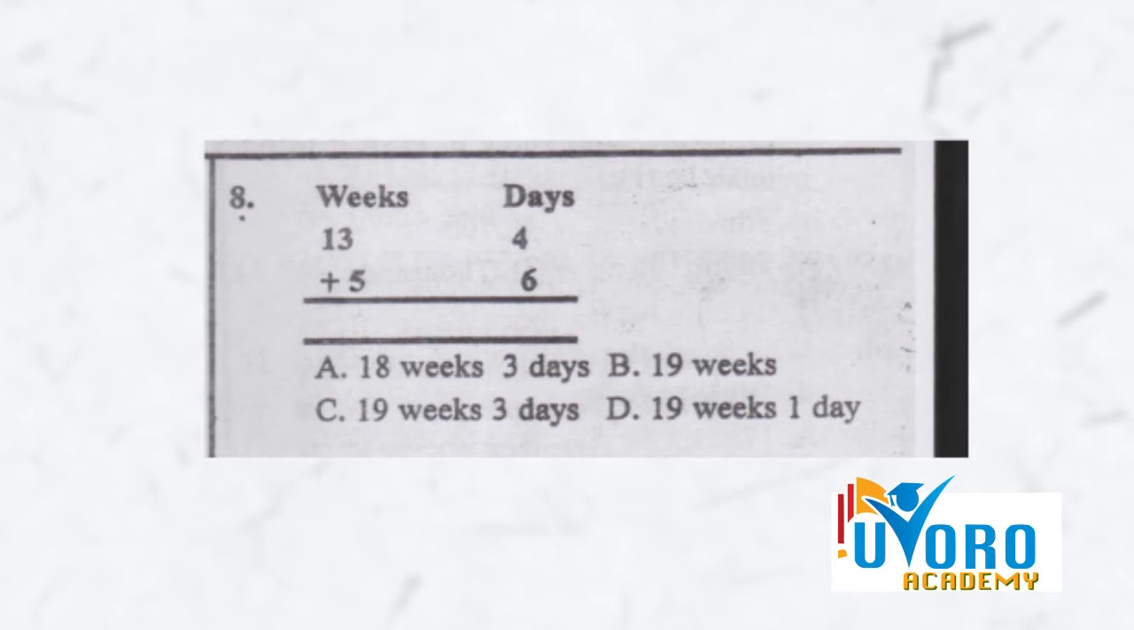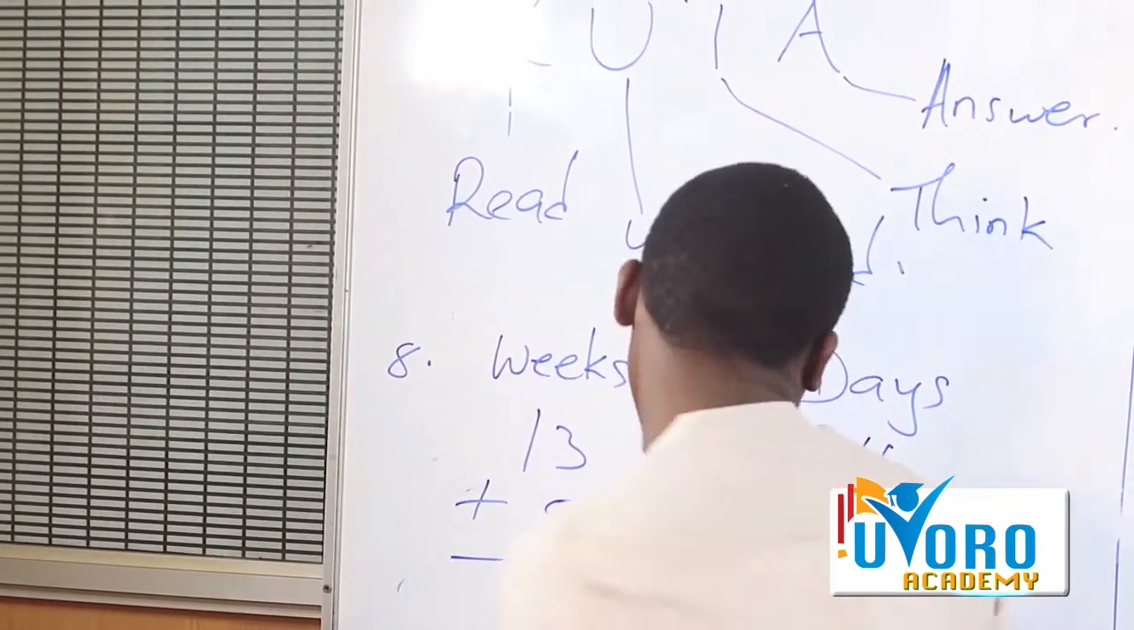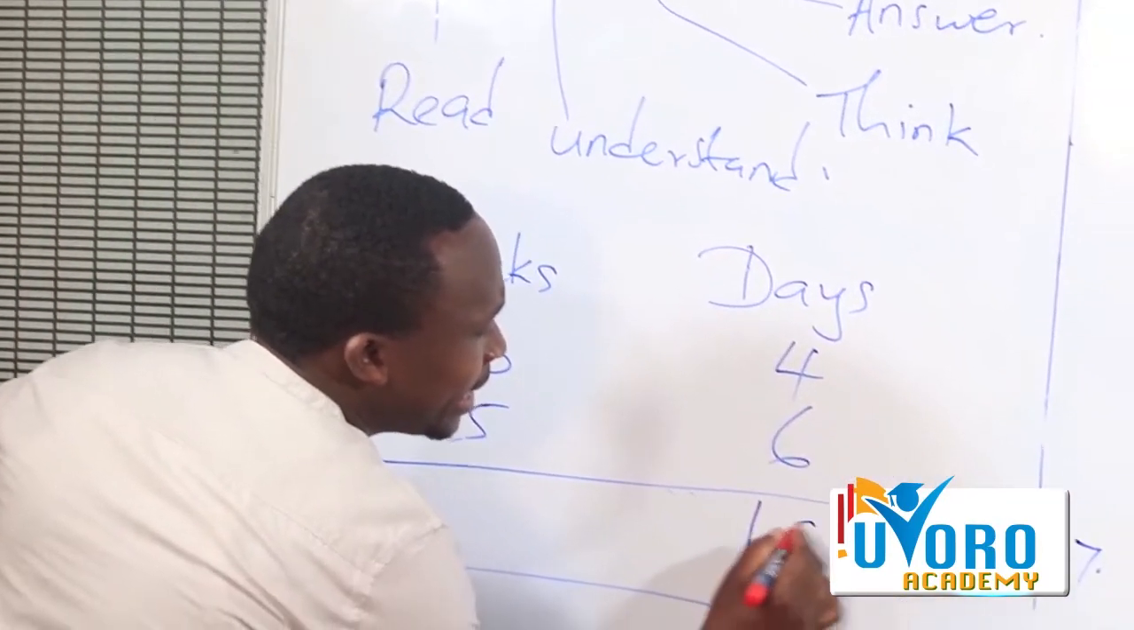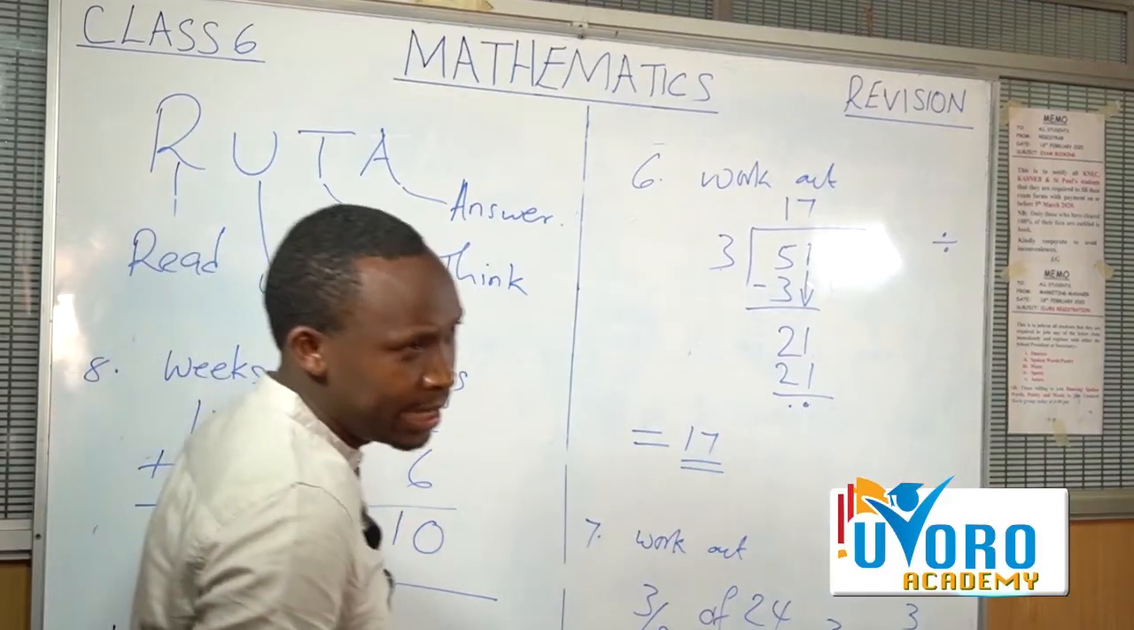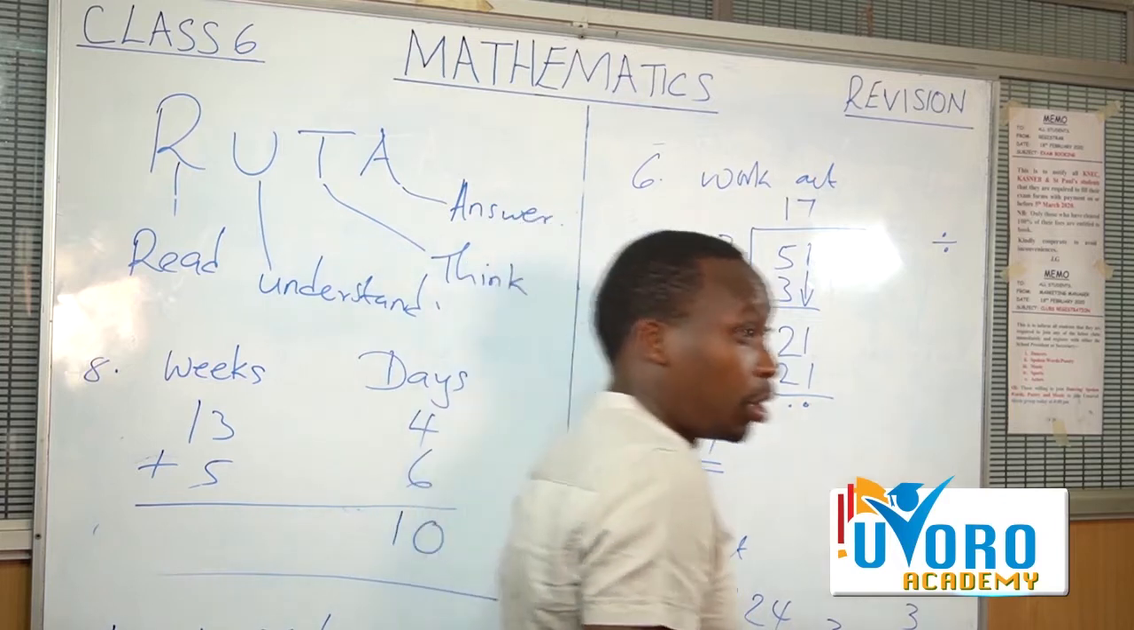Let's add 4 plus 6. What is 4 plus 6? Yes, very good. That is 10. Do we write 10 here and leave it at that point? No. What do we do?